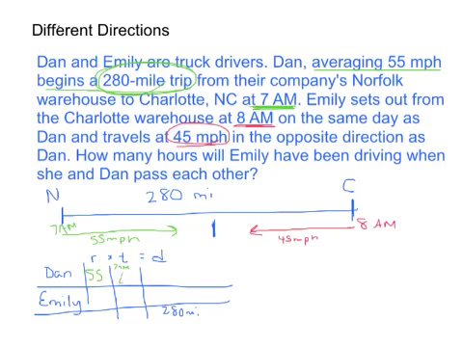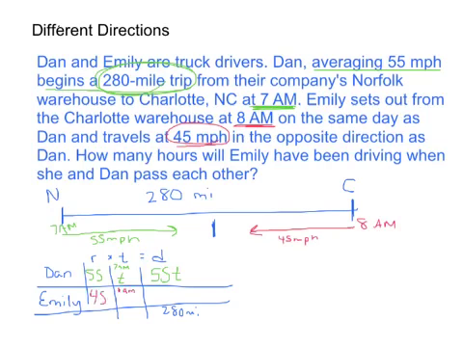So I'm going to call the time he's traveling T hours. He's leaving at 7, traveling for T hours. That's the amount of time he is traveling. So the distance will end up being 55T that he travels. Emily, on the other hand, is traveling 45 miles an hour. She's leaving at 8 a.m.